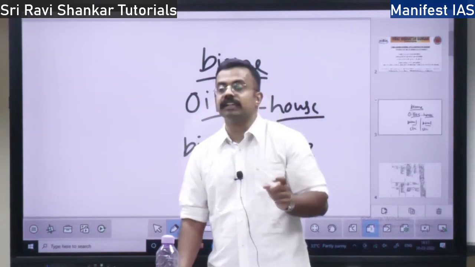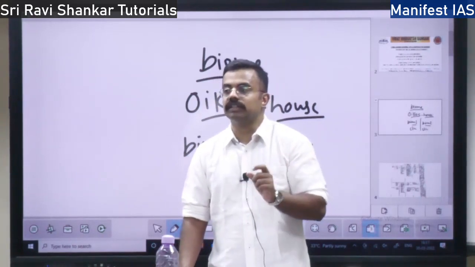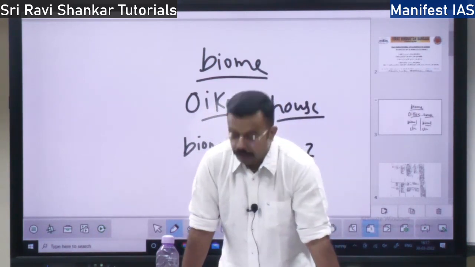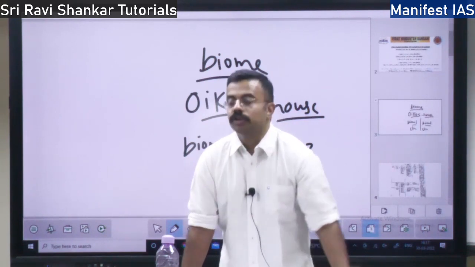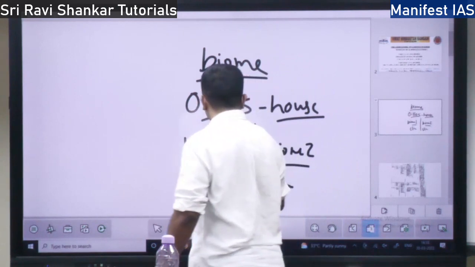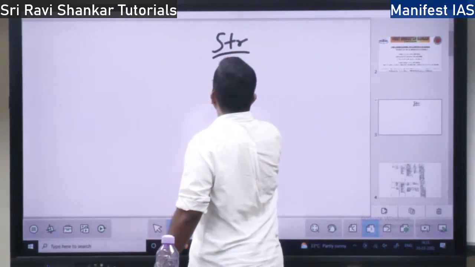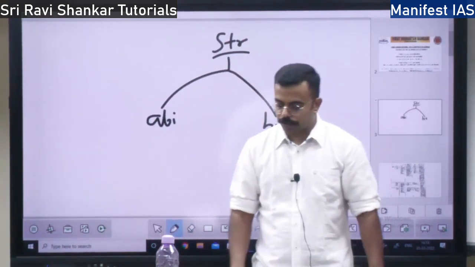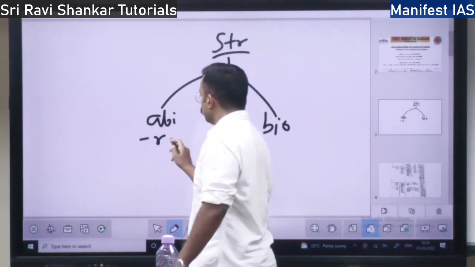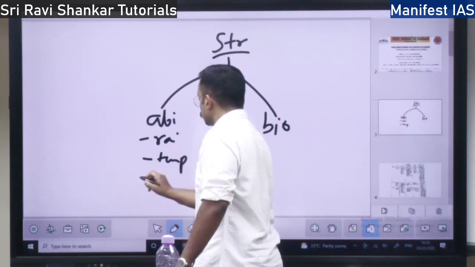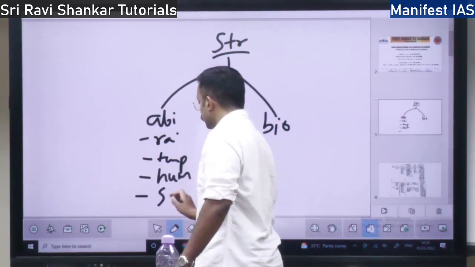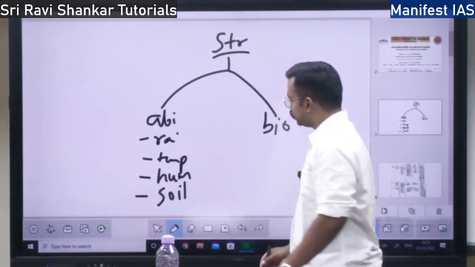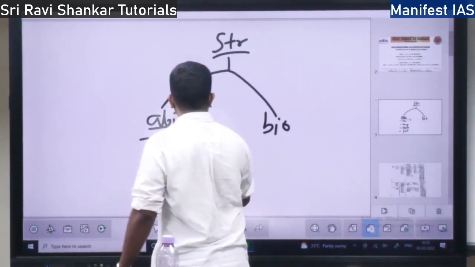Next you have structure and functions of the ecosystem. What function does the ecosystem perform? When we talk about the structure of a particular ecosystem, we have to divide it into abiotic and biotic components. What are the abiotic components? I have told you: rainfall, temperature, humidity, soil conditions. All these are the abiotic components, right? Sunlight and all these things. Sunlight also comes under the abiotic components, right?